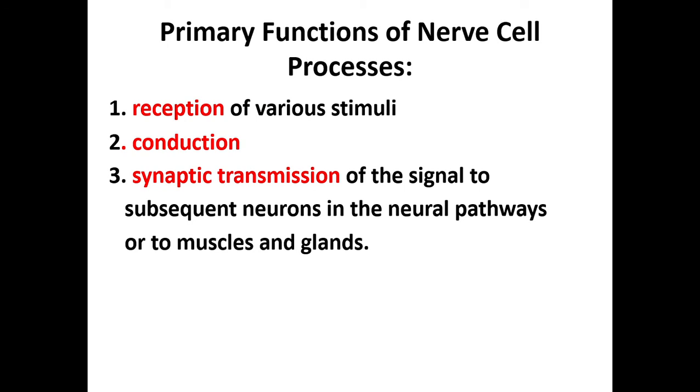So in summary, the nerve cell processes involve the dendrites and the axon, and both are referred to as nerve cell processes. Their primary functions are reception of various stimuli, conduction of the stimuli, and synaptic transmission of the signal to subsequent neurons in the neural pathways or to muscle and glands. Number one is the function of the dendrites, two is both, and three is the axon.